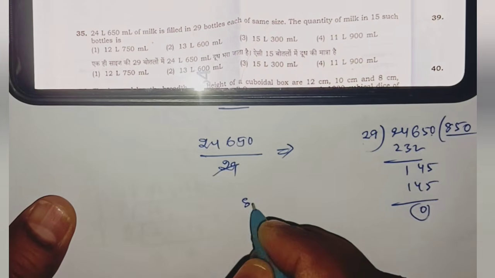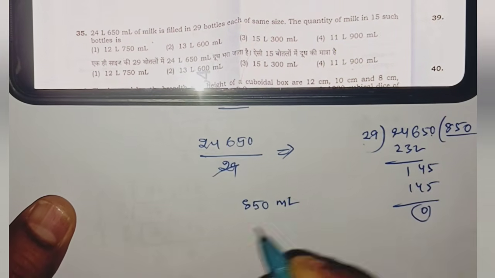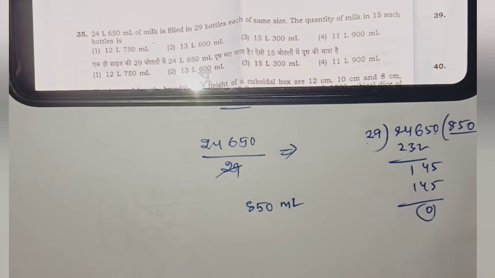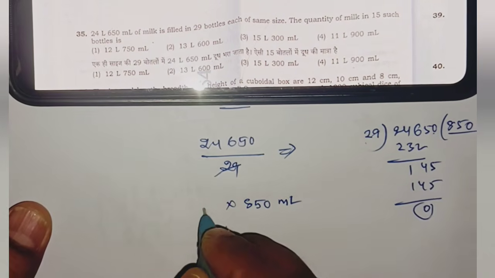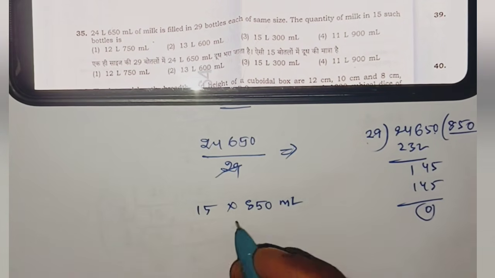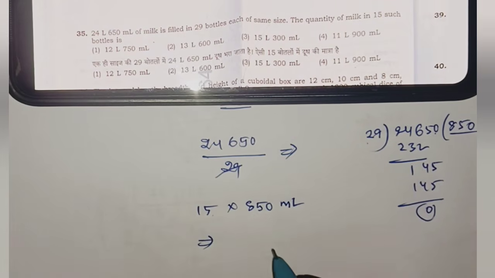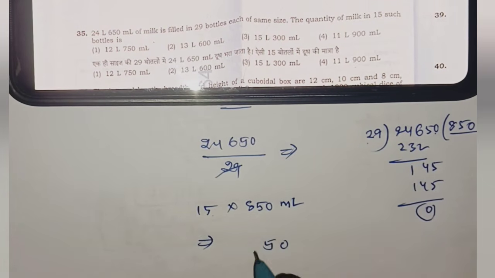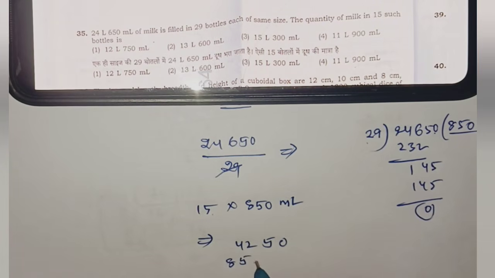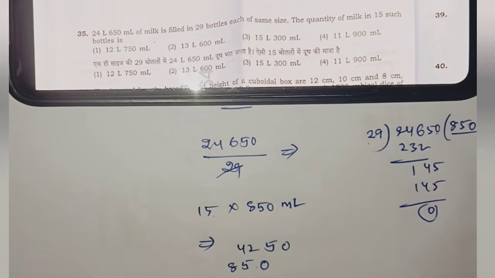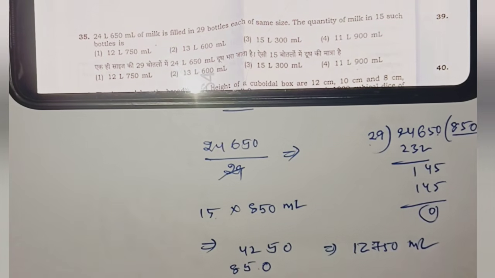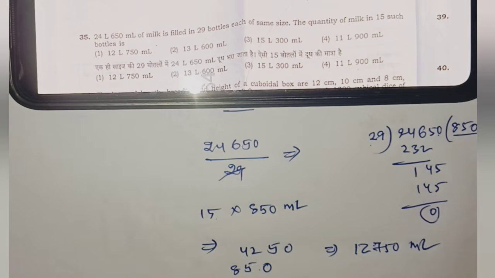Now the capacity of each bottle is 850 ml. What is the quantity in 15 such bottles? We need to multiply this value with 15 bottles. Multiplying 850 by 15, we get 12,750 ml, which is 12 liters 750 ml.